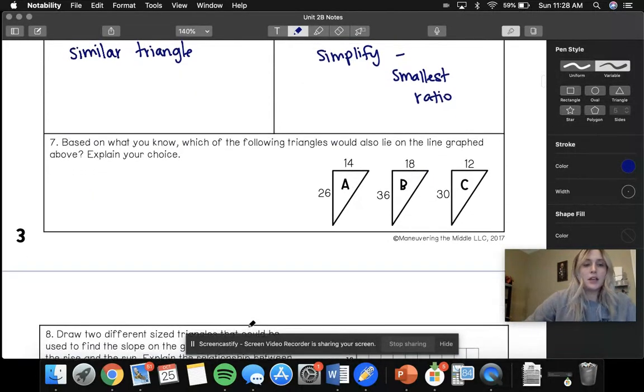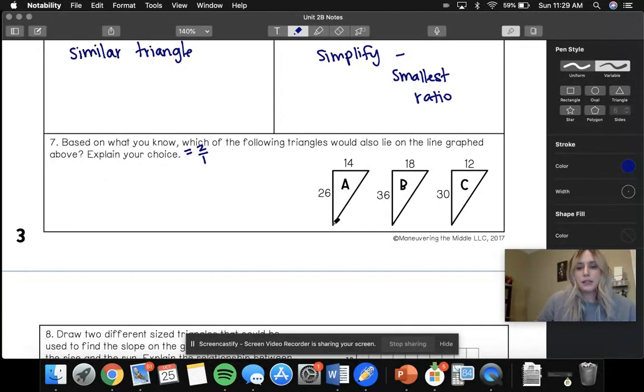Okay. So based on what you know, which of the following triangles would also lie on the line graphed above? Explain your choice. So for this one, we have A, B, and C, and we need to decide which one would also lie on the line that was graphed in the very beginning. Remember that the graph had a slope of 2 over 1. Okay, so we can do A first.